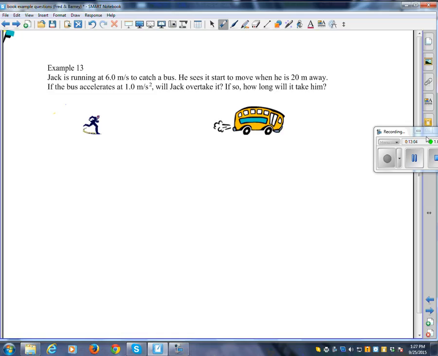Example number 13 is almost the same with a twist. It's an M. Night Shyamalan physics problem. Here, Jack is running to catch the bus. He sees it start to move when he's 20 meters away, so the bus has a head start. The bus is accelerating, and Jack is already running at a constant 6 meters per second. He can't run any faster because he's wearing dress shoes and a suit. Will he catch the bus? Probably. Is this the same type of problem? It's two objects. You're looking for the time.